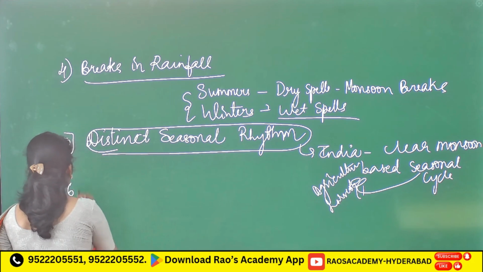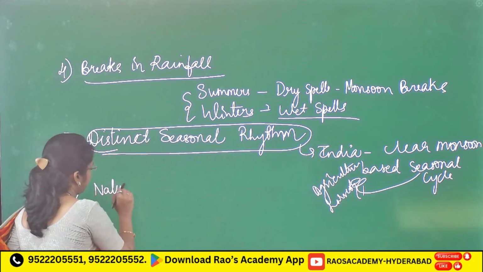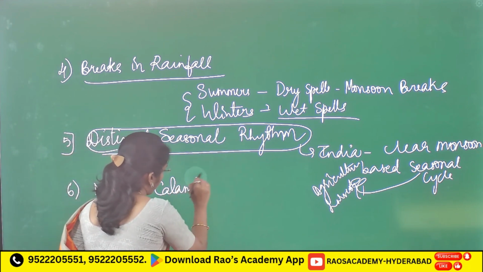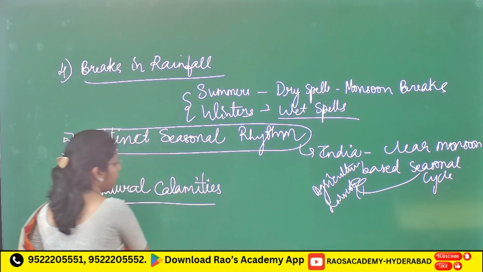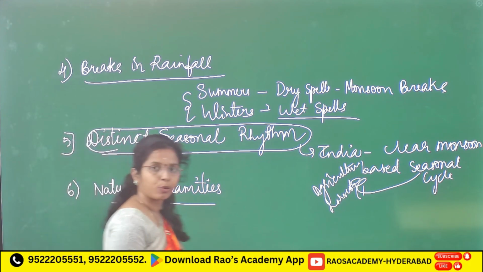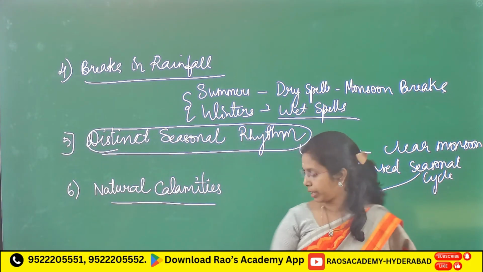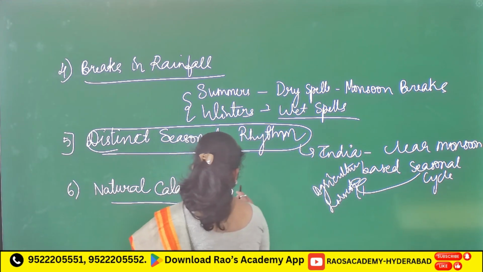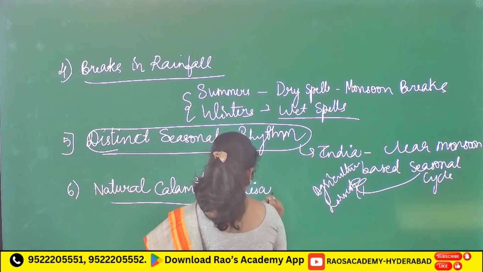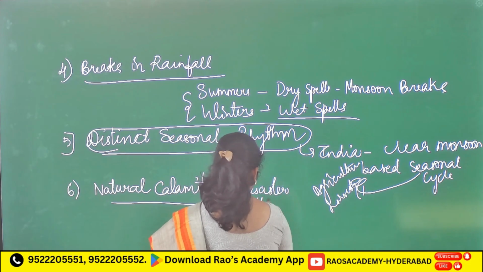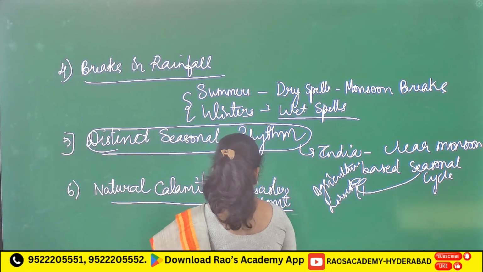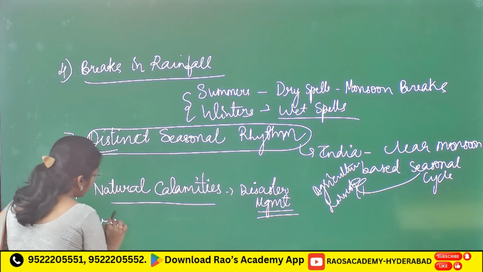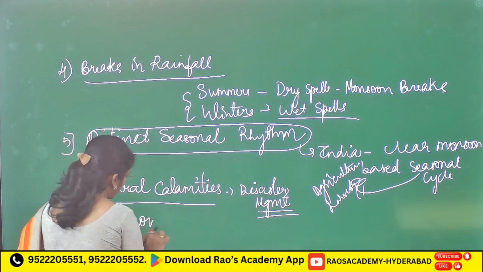All those depend on the Indian climate. Next, natural calamities. We have seen natural calamities like landslides and everything. This is also one more salient feature of Indian climate. It is related to disaster management, and we have to link this with disaster management. And one more thing we will see, variation in temperature.